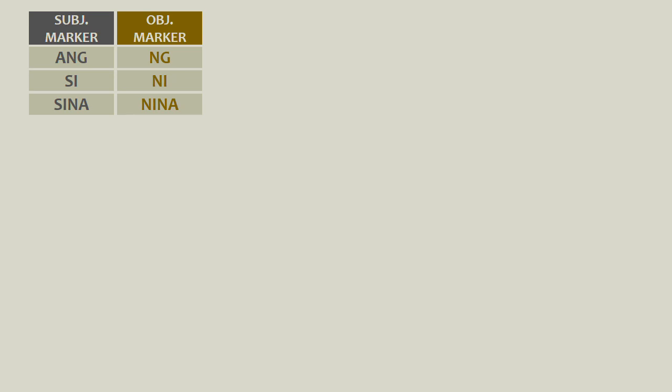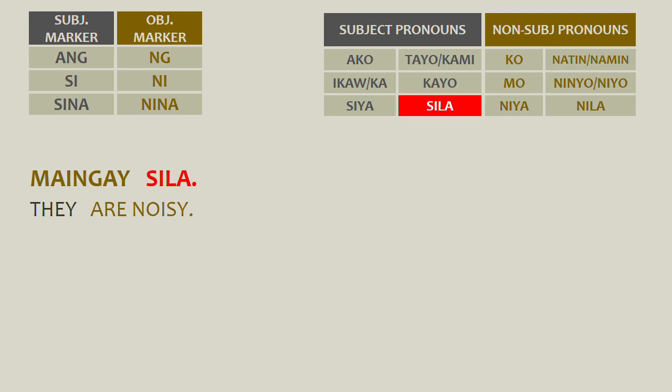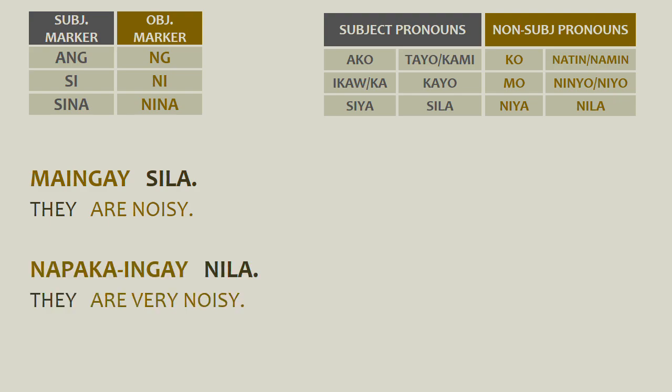Now, what if we're using pronouns? Same rules. We have two groups, right? One we use for subjects and the other for non-subjects. Halimbawa, maingay sila. They are noisy. So we use a subject pronoun. But if we are using napaka, napakaingay nila. They are very noisy. This time we're using the other one, the one for non-subjects.